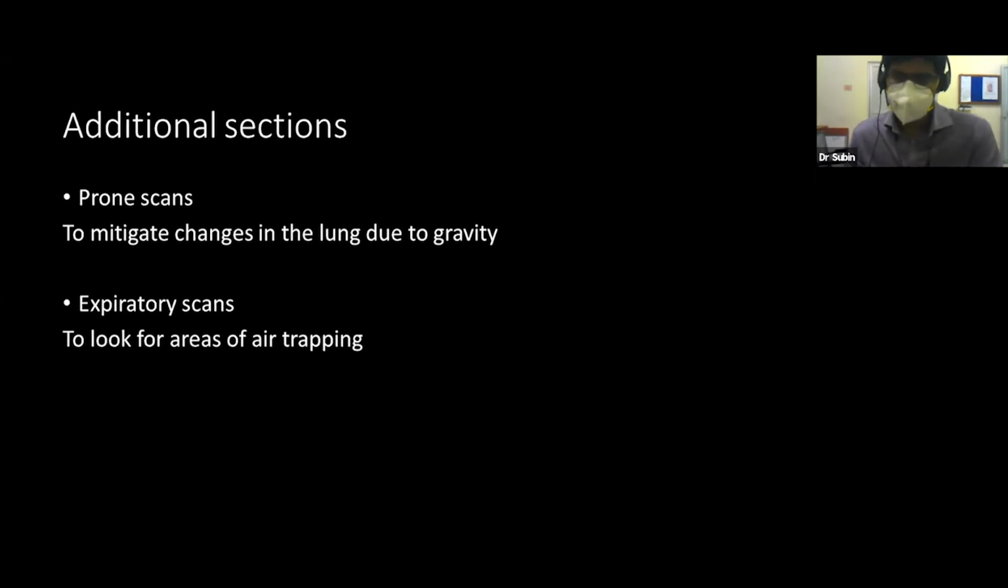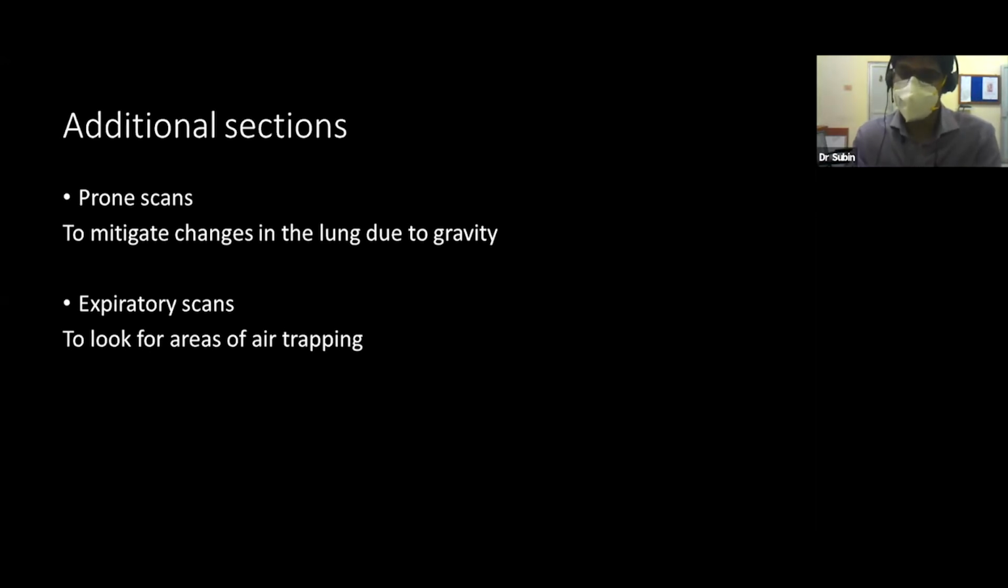All right. So, the additional sections that we do other than the routine CT scans are prone sections. Prone sections we usually do in case of ILD. Suppose you find subtle ground glass density at the base of the lung. The base of the lung, because of gravity, will have more pooling of the blood, or the lung parenchyma will be more compressed. So that might give you an appearance of a ground glass opacity. When you make the patient prone, the changes which are because of gravity will go. If there is a real ground glass opacity, it will be apparent. So that's why I do prone scans.